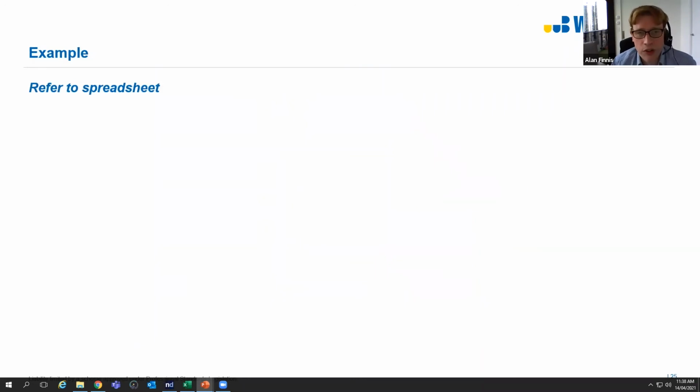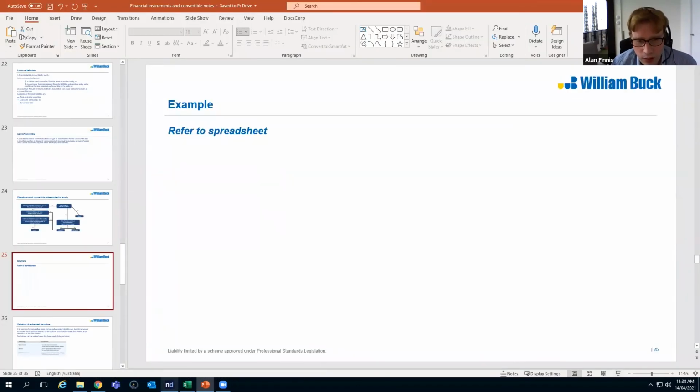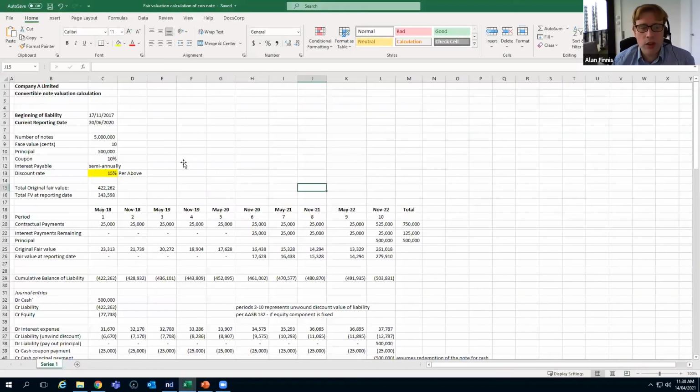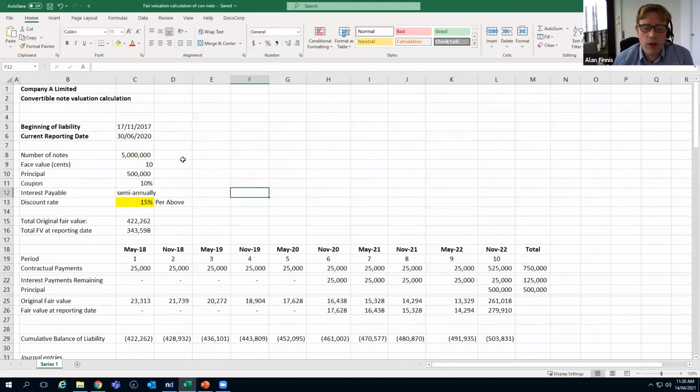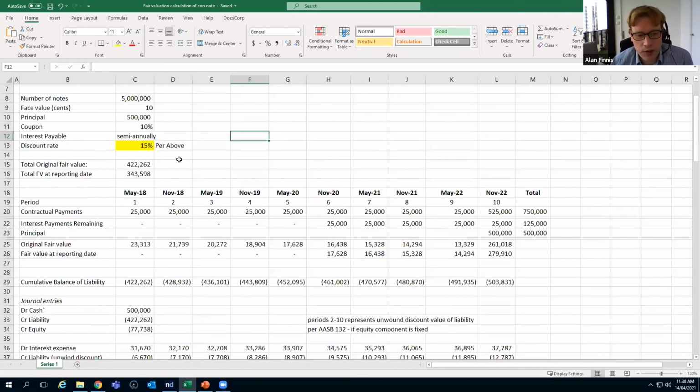So I do have a bit of an example I just wanted to show you, and I'm just going to close this now and come back to this spreadsheet. I hope you can all see that. I'll make it a bit bigger just in case you can't see it that well. I just wanted to run you through how it would work if you did have that kind of hybrid instrument. Effectively, I've got an example here where we work out the value of the equity component and the liability.